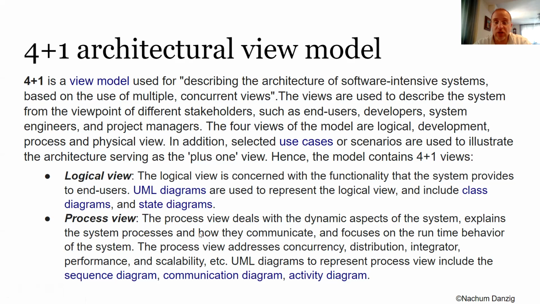The process view deals with the dynamic aspects of the system, explains the system processes and how they communicate, and focuses on the runtime behavior of the system. That's kind of like what we saw with the activity diagram. The process view addresses concurrency, distribution, integrators, performance and scalability. UML diagrams to represent the process view include the sequence diagram, the communication diagram, the activity diagram. Okay, so these are different views.